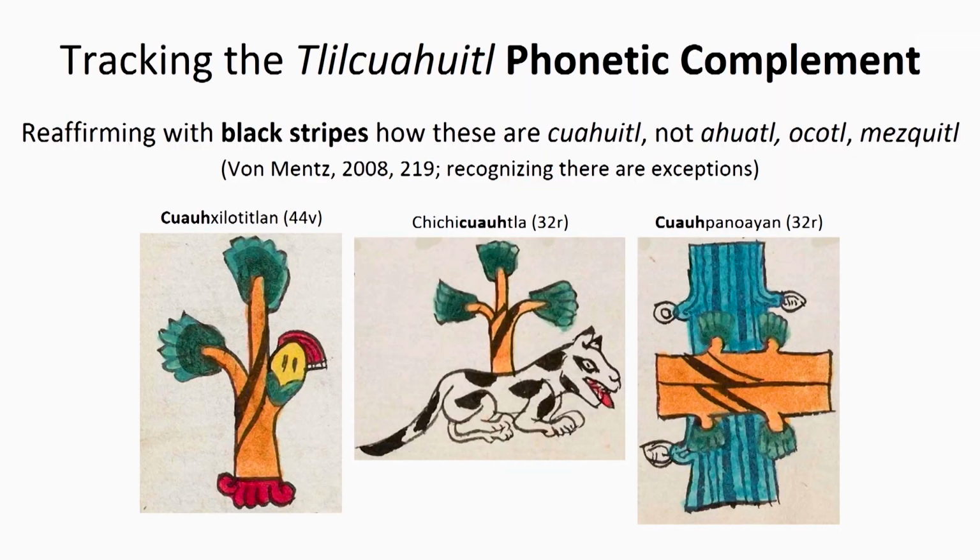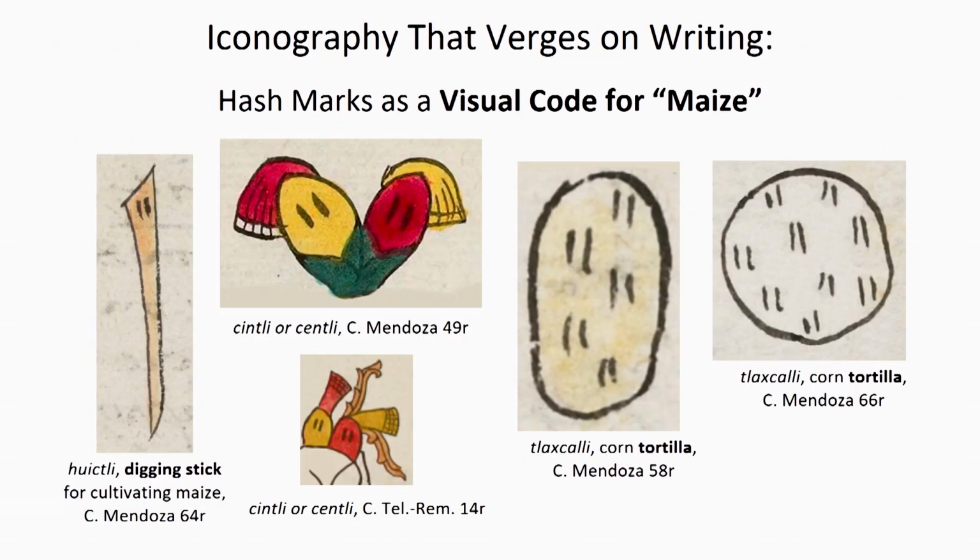Back to phonetic complements, here are some stripes on trees. So black stripes were called plilquawit, which sounds a lot like quawit, which is the word for tree. So these were added to say, this is not an oak tree, this is not a pine tree, this is not a mesquite tree, but just a tree, quawit. So they have the black stripes. So I actually discovered this myself, and then I'm reading von Mentz, and I go, oh, she saw it too. So darn, I was thinking that was my discovery. Shoot. And here's one that I've come up with.